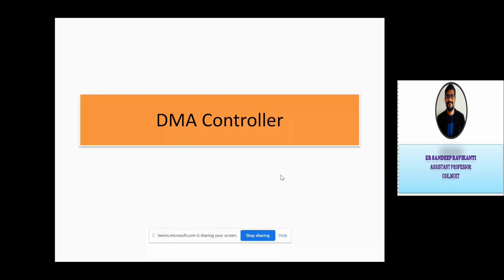The DMA controller, in simple terms, is used for performing high-speed data transmission between peripherals and the memory, with less utilization of the CPU. Then why do we need it? Why do we need the DMA controller?